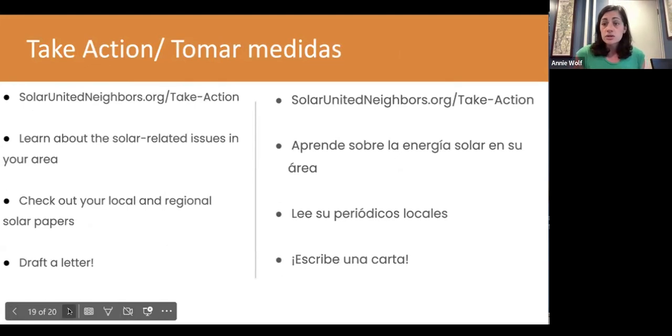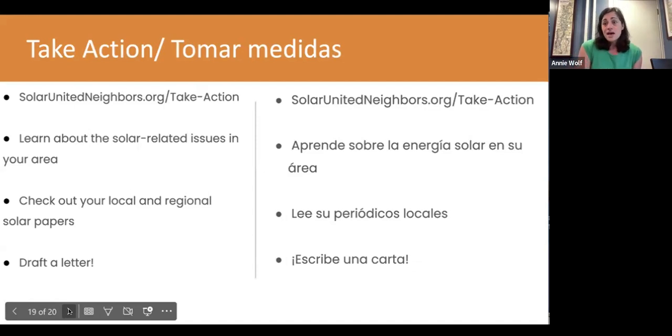You can also continue to learn about solar-related issues in your area. This is a great way to find information and things to write letters to the editor about. Keep in touch with policy, keep an eye on news articles and stories that highlight solar in your area. Check out your local and regional papers. Those are great ways to keep an eye out. You can even set a Google alert if you want to about solar-related news in your area, and sign up for solar-related publications like the Energy News Network, which highlights solar news across the country.